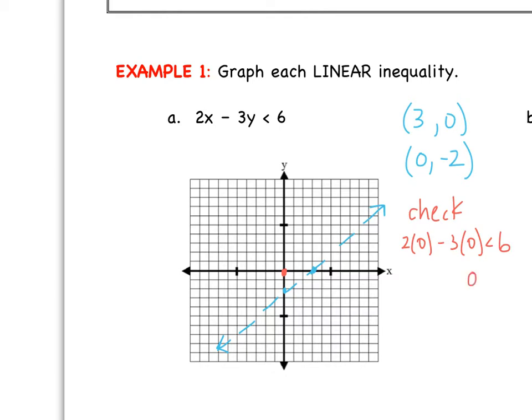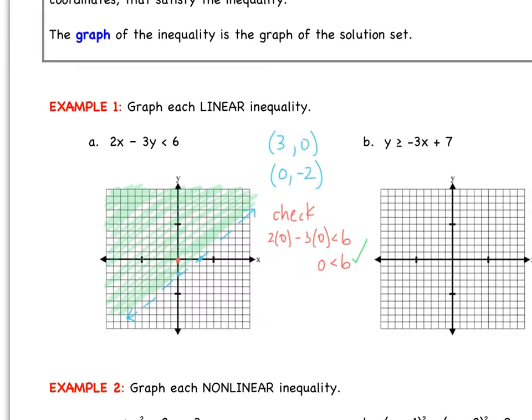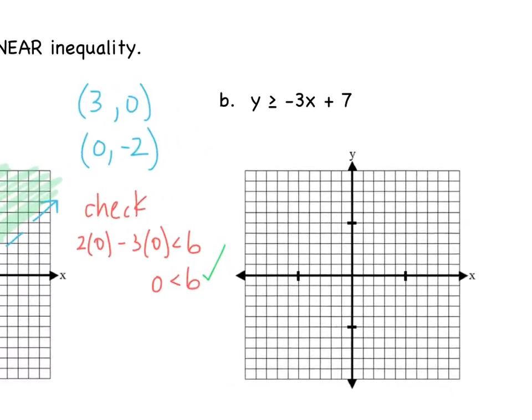So the left side all goes to 0. And we get an inequality that says 0 is less than 6. If that's true, which it is, that means we're going to shade in the direction of that point. Okay, so since that's true, we're going to shade over on this side of the line. Okay, and a solution to the system is any ordered pair in that shaded region.